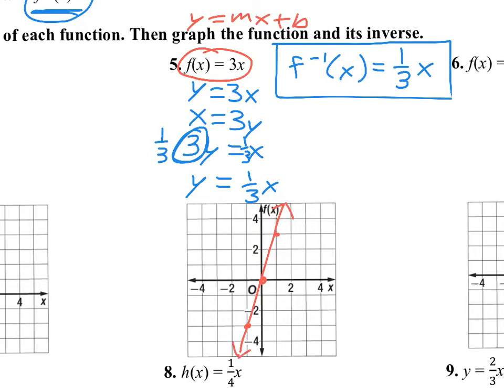Alright, so to graph the inverse, there's two ways to do this. One, you could just use slope-intercept form. So the m is 1/3, the b is 0. So I go to 0, 0, and I go up 1, right 3, down 1, left 3.